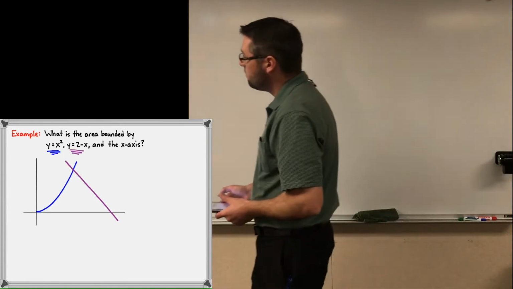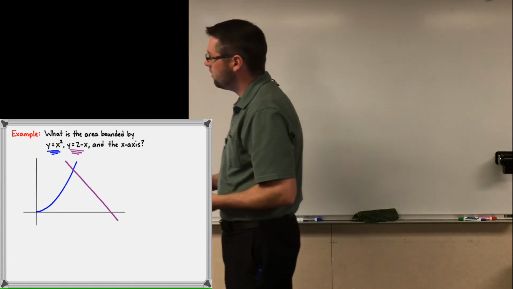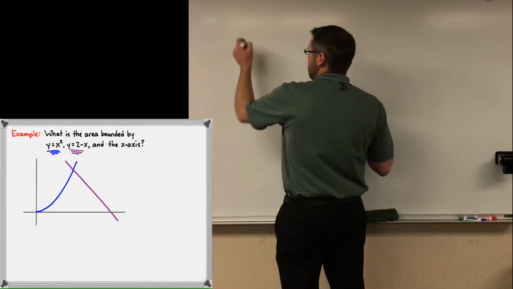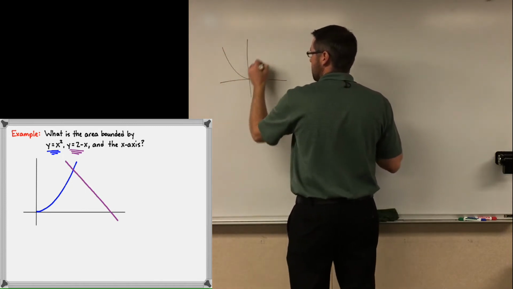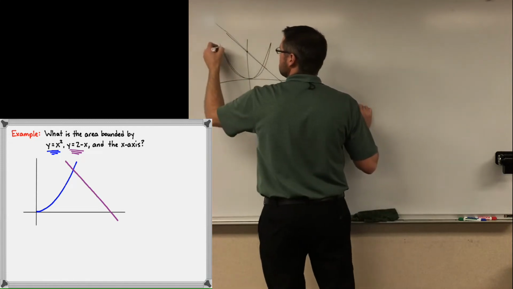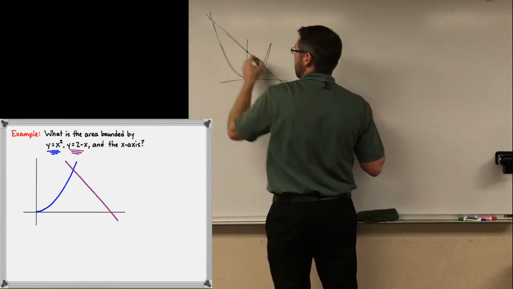So we have x squared, we have 2 minus x. Now, let me zoom out here. X squared looks like this, right? And 2 minus x looks like this. Okay, so these are going to intersect up here, and they're going to intersect there.